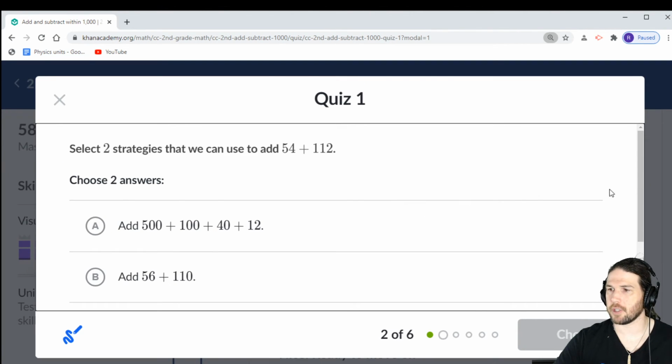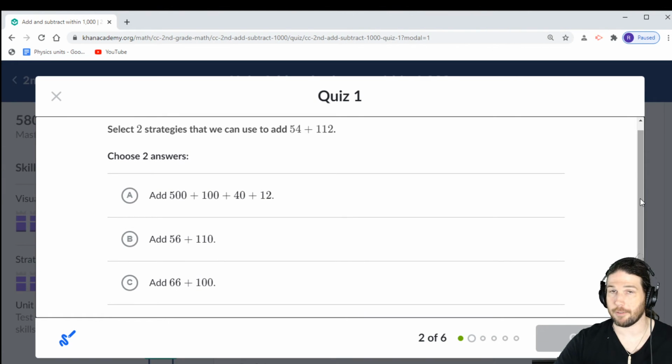Select 2 strategies that can be used to add 54 plus 112. Take a moment. What do you think? I see B and C. A is obviously wrong because we're not doing 500 anything.